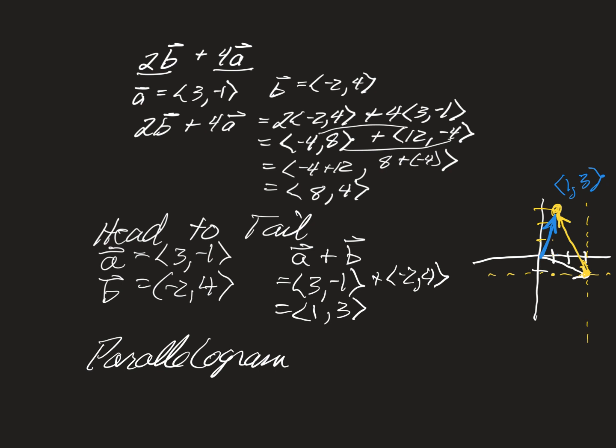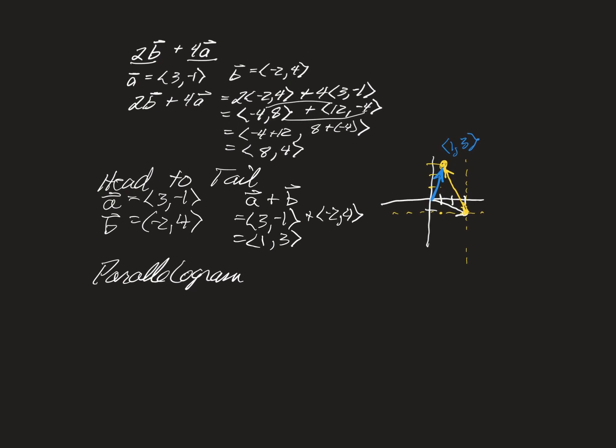So let's look at the parallelogram method of adding vectors. We're going to add the same two vectors, 3, -1, and -2, 4. But now we're going to do the parallelogram method, okay? So what I do in this case is I do the first vector, 3, -1. So I end up right there. I draw that vector.